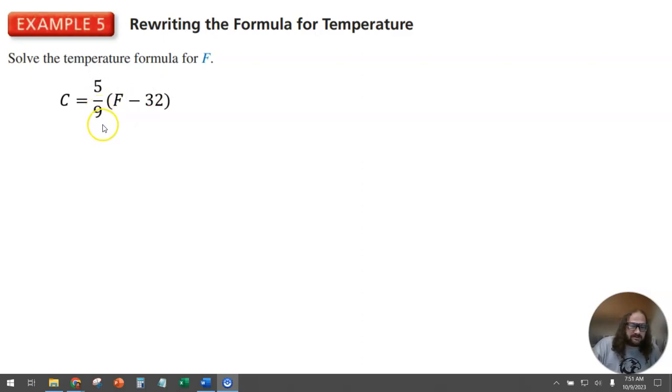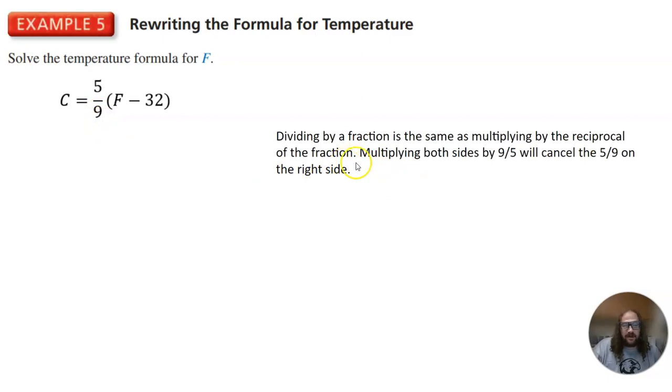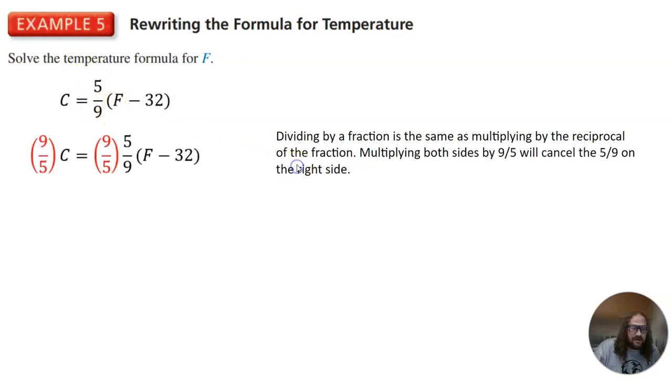But dividing fractions is kind of wonky. Dividing by a fraction is the same as multiplying by the reciprocal of that fraction. So we can multiply both sides of this equation by 9 over 5. Because what happens on the right side is 9 times 5 is 45, 5 times 9 is 45. You've got 45 over 45, which is 1, and then 1 times the group just gives you the group.